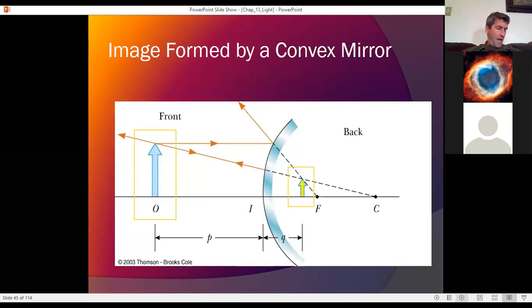Now, the reason why this happens becomes apparent only if you really look at the geometry of what's happening here. This light ray comes in, bounces off in this direction, because remember, the law of reflection is such that the angle that it comes in is equal to the angle that it reflects.